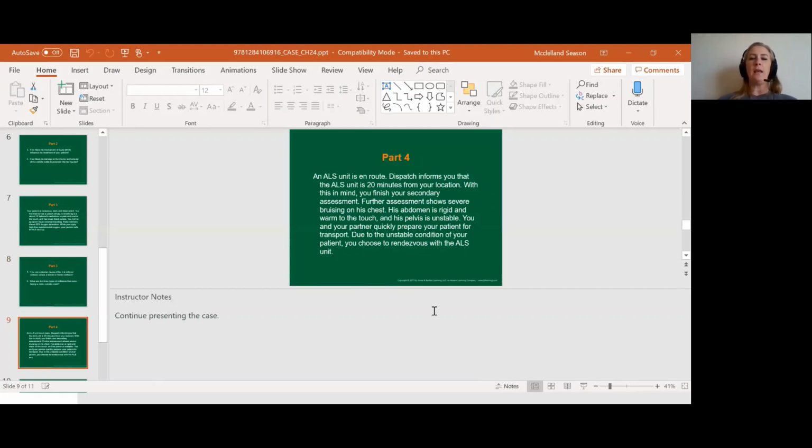Dispatch informs you that the ALS unit is 20 minutes from your location. With this in mind, you finish your secondary assessment. Further assessment shows severe bruising on his chest. His abdomen is rigid and warm to the touch, and his pelvis is unstable.